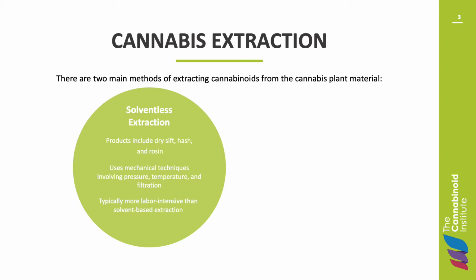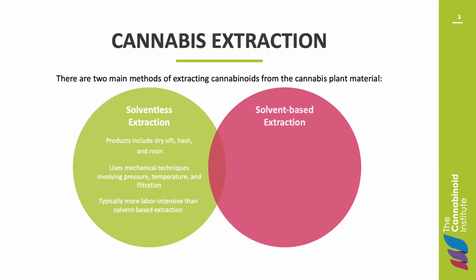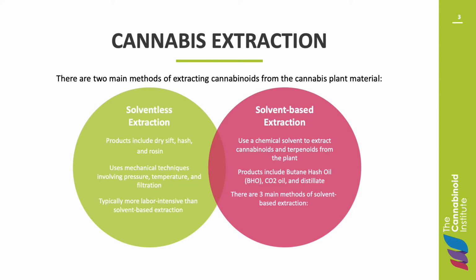The second method of extracting cannabinoids is solvent-based extraction. This method uses chemical solvents to extract cannabinoids and terpenes from the plant. Products include butane hash oil, carbon dioxide oil, and distillate. There are three main methods of solvent-based extraction: ethanol, hydrocarbons, and supercritical carbon dioxide.